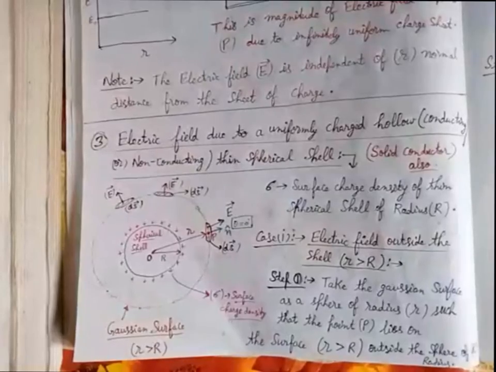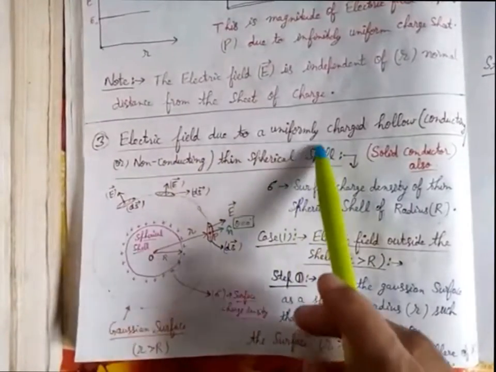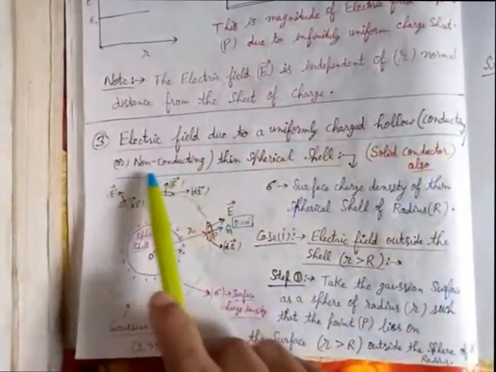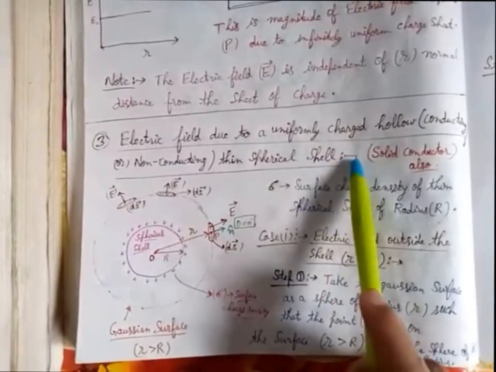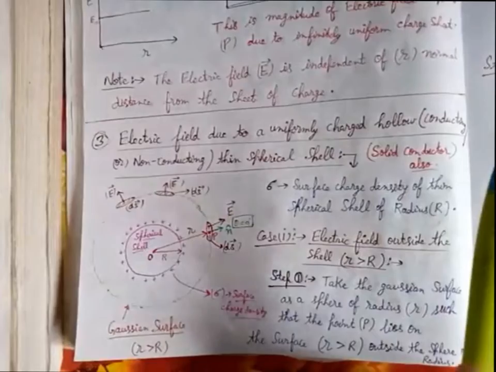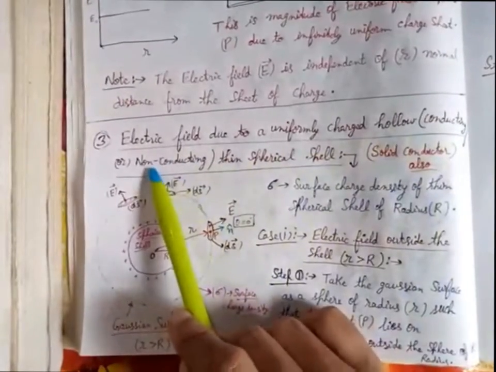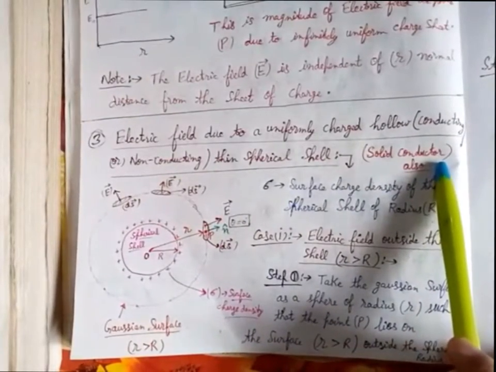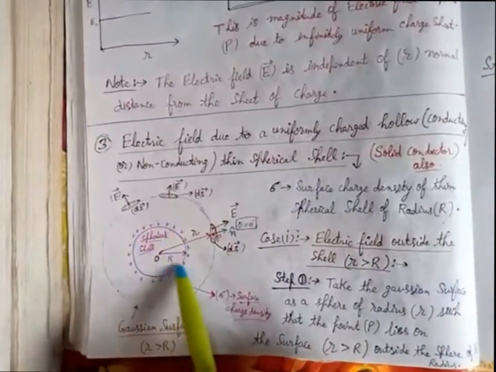Now we have to start the next topic, that is electric field due to the uniformly charged hollow conducting or non-conducting thin spherical shell or solid conducting spherical shell. Okay, it can be a hollow conducting or non-conducting or a solid conducting shell. This is the condition. Now this spherical shell is a hollow shell.